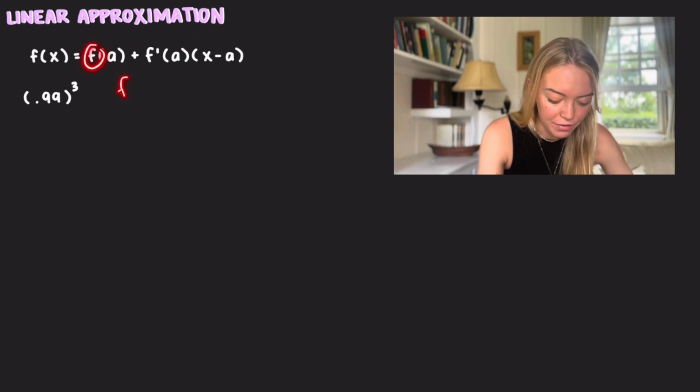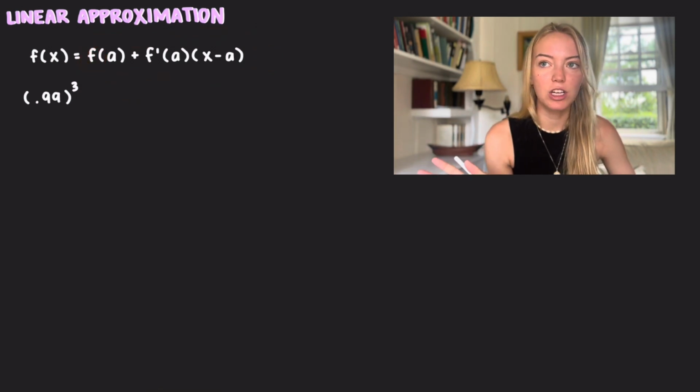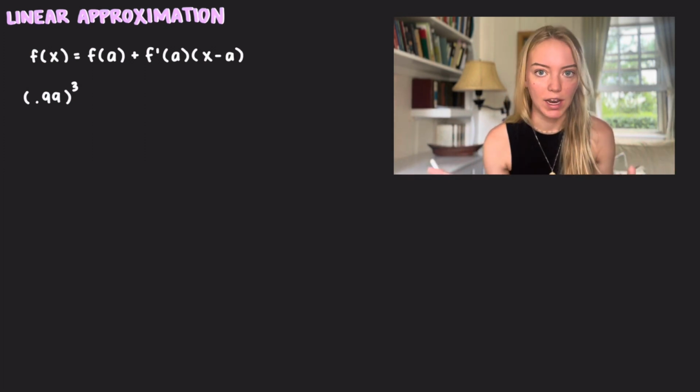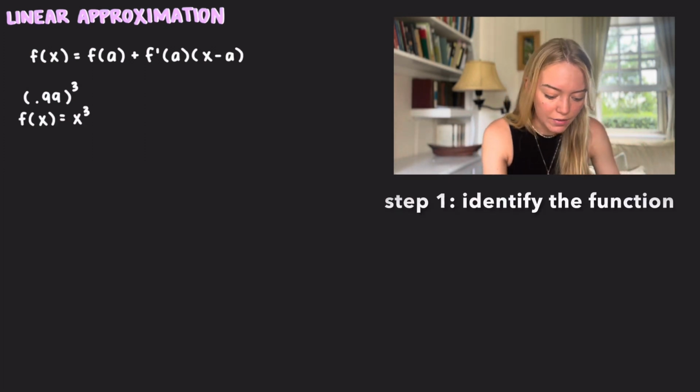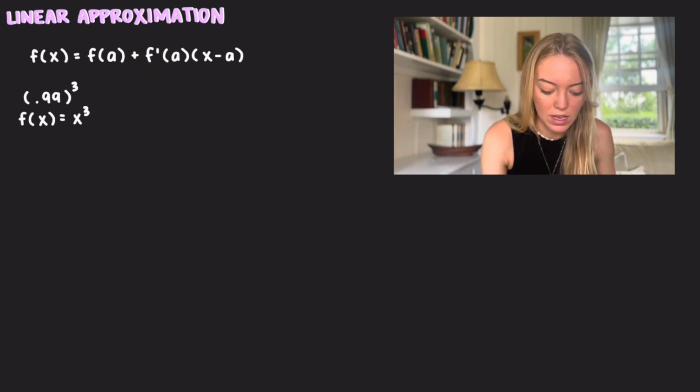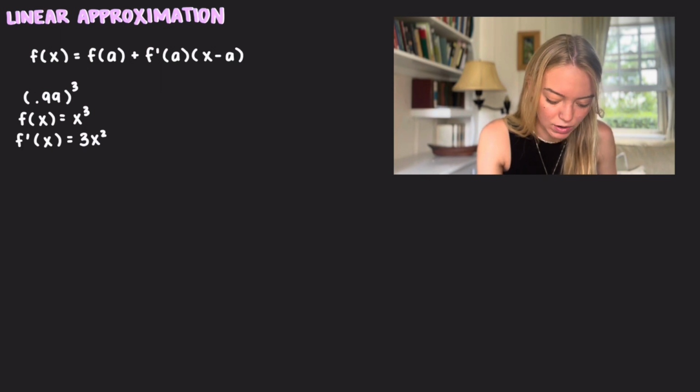This f of x is going to be the function that's around the number that's 0.99 or whatever. So our f of x would be equal to x cubed. Then we're also going to need to know the derivative of that function, which is 3x squared.